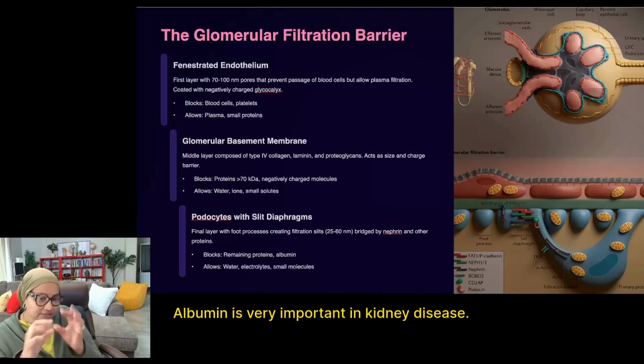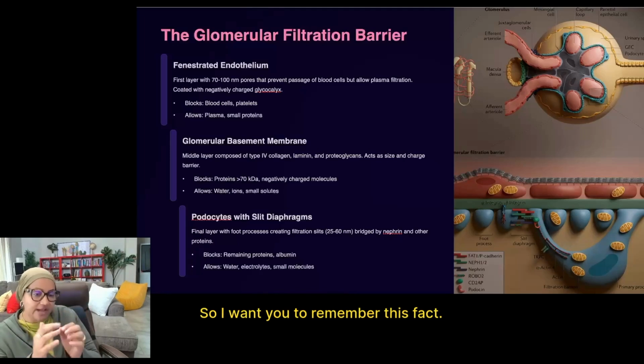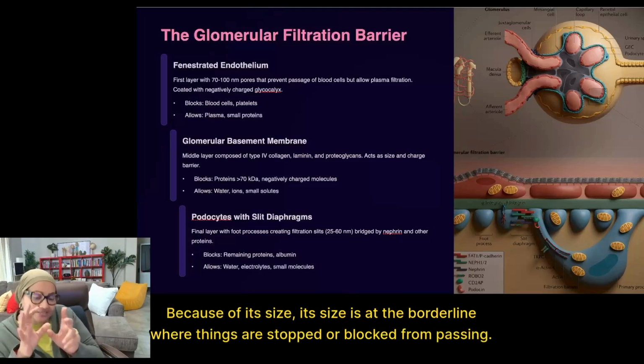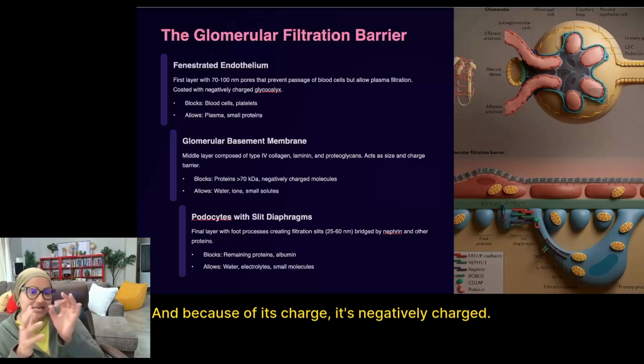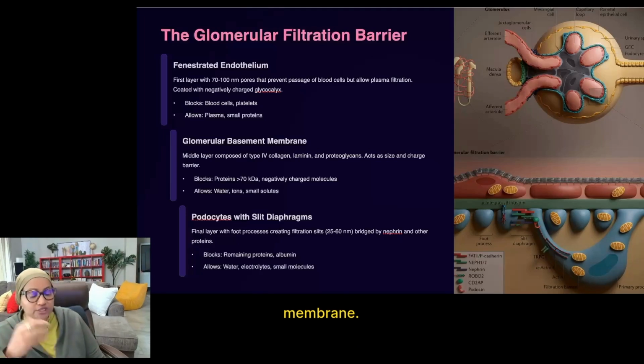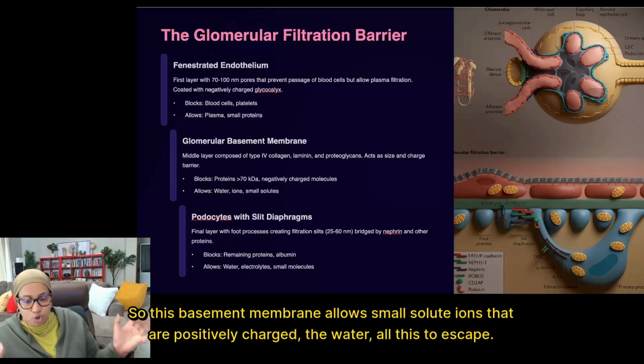Albumin is very important in kidney disease, so I want you to remember this fact. Albumin is not allowed to escape into the filtrate because of two things. Because its size is at the borderline where things are stopped or blocked from passing, and because of its charge. It's negatively charged, and negatively charged molecules are unable to pass because of the negative charge in the basement membrane. So this basement membrane allows small solutes, positively charged ions, and water, all this to escape.